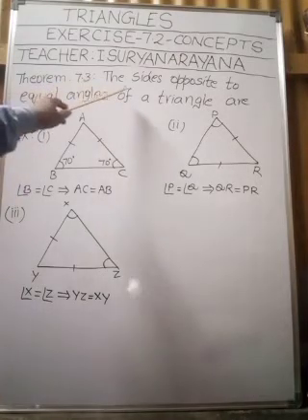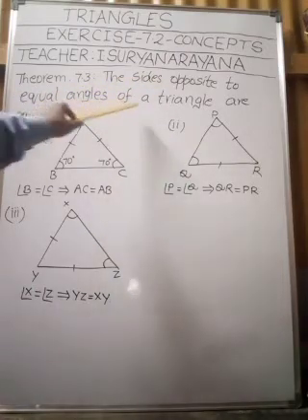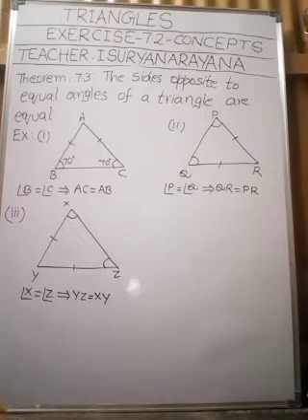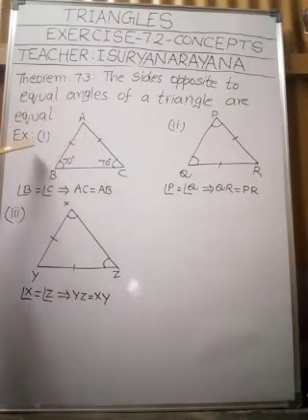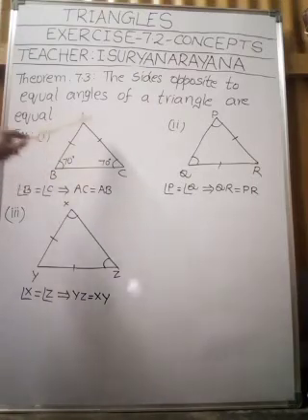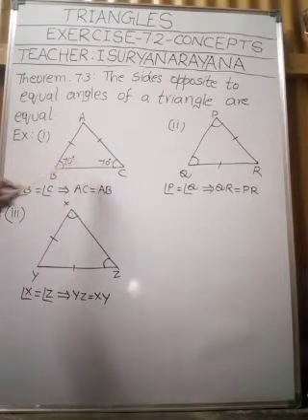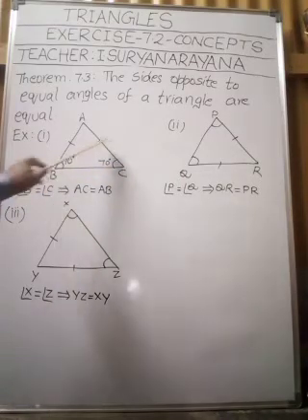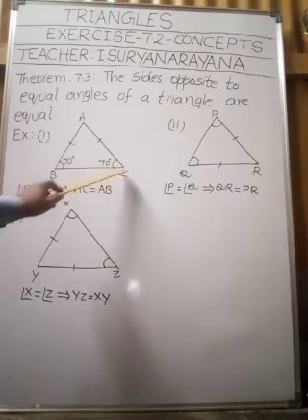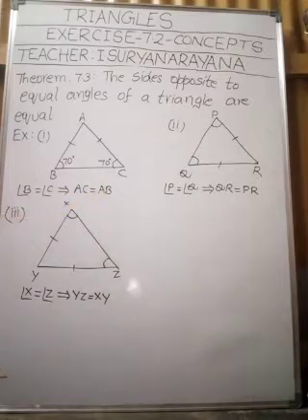So what is the statement of theorem 7.3? The sides opposite to equal angles of a triangle are equal. Okay, my children, to understand this theorem well, let us take an example. In triangle ABC, see here angle B is equal to 70 degrees, angle C is equal to 70 degrees. These two angles are equal. Then what are the sides opposite to these two angles? What is the side opposite to angle B? AC. AC is equal to, what is the side opposite to angle C? AB. So AB. Understood this point, my children?